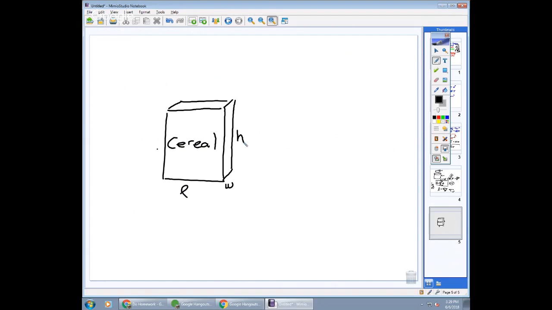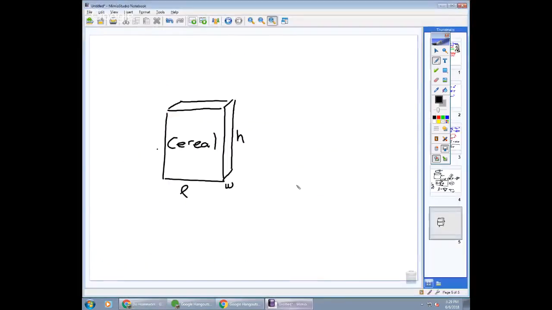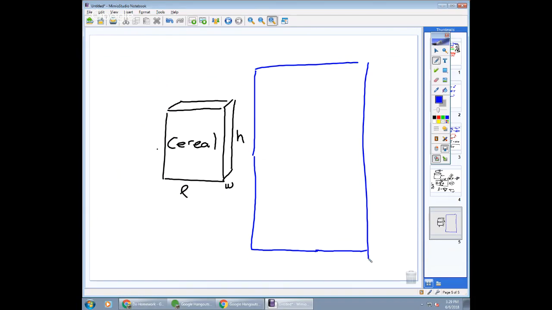And what we want to do is, again, double all of the dimensions. She wants to double each measurement on a cereal box. Well, she's going to double each of those. So I'm going to try and draw double that next to it. Double that length is going to be, so there's the length, and there's the length again. Double the height. I'm going to do about that big. And then double the width. It'll be about that wide. So there's my twice as big cereal box.